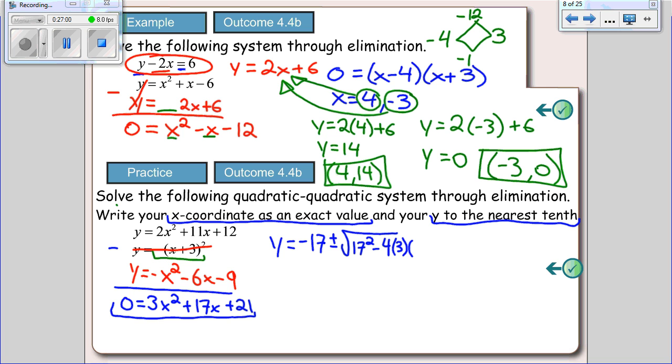We then go ahead and we simplify that thing, so everything inside the brackets we want to simplify, so 17 squared minus 4 times 3 times 21. We're going to have y equals negative 17 plus or minus the square root of 37, all divided by, oh, I wrote 2a, that should be 3. All divided by 6. Okay, we have two x values here.